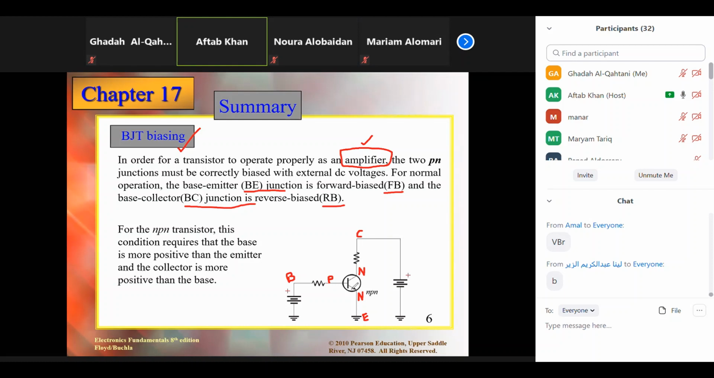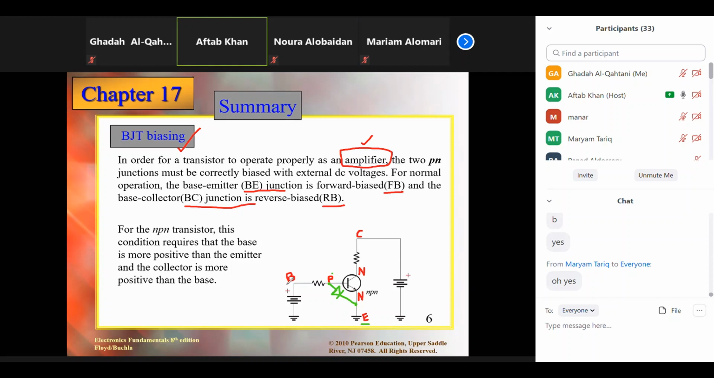Now, just to make it simple and easier to understand: this is P type. Do you remember the diode, where P looks like the arrow and this one looks like N? This junction, for simplicity, to explain the concept, is like a diode, because this is P and this is N. In reality it is not exactly like that, we know, but since this is P type and this is N type, it behaves like a diode.